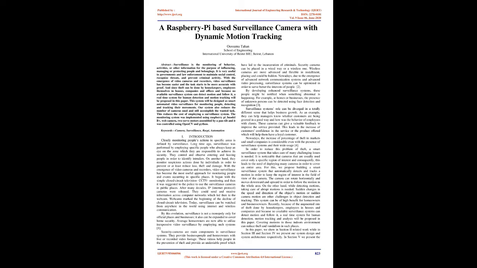Nowadays, due to the emergence of advanced network communication systems and advanced video processing, surveillance systems can be optimized in order to better serve the interests of people too. By developing enhanced surveillance systems, people might be notified when something abnormal is happening. For example, at homes or businesses, the presence of unknown persons can be detected using face detection and recognition.